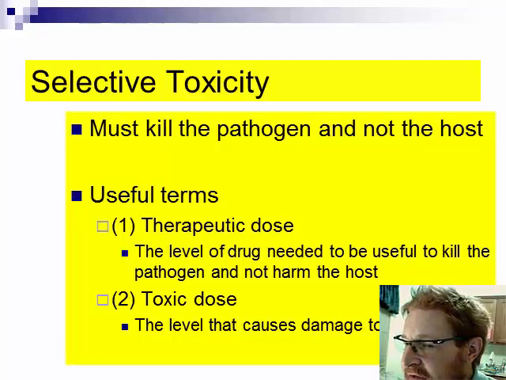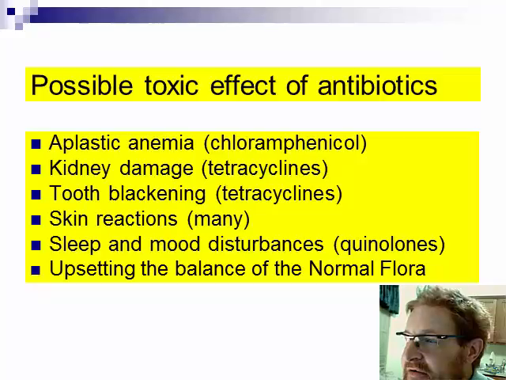And when we're thinking about antibiotics, we can use selective toxicity to figure out both the therapeutic dose and the toxic dose. The therapeutic dose is the amount of drug that we need to kill the pathogens but doesn't harm the host. And you can also have a toxic dose, which would be the level that causes damage to the host. And here are just a few possible toxic side effects to the host for different antibiotics. You can have types of anemia, kidney damage, tooth blackening, sleep and mood disorders, and that last one, upsetting the balance of the normal flora.